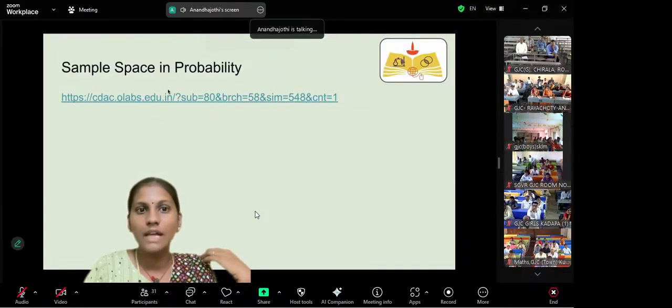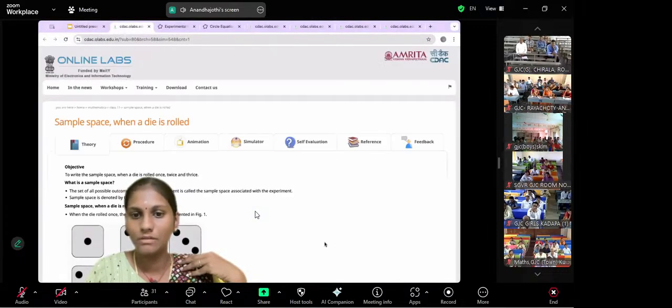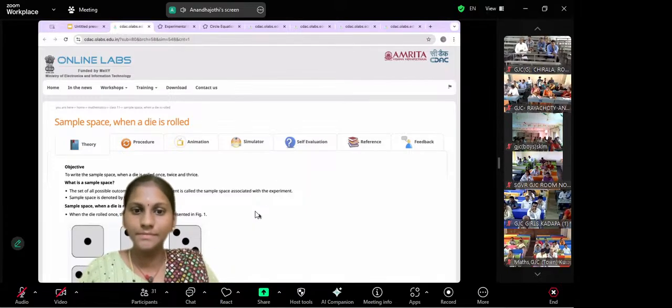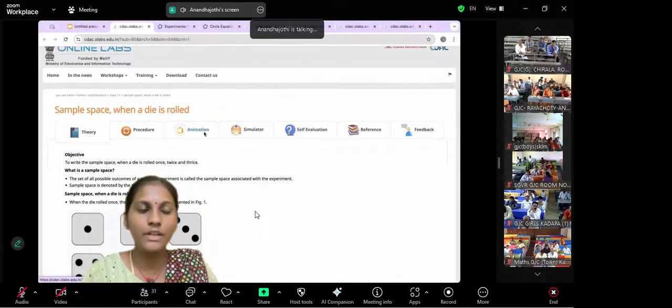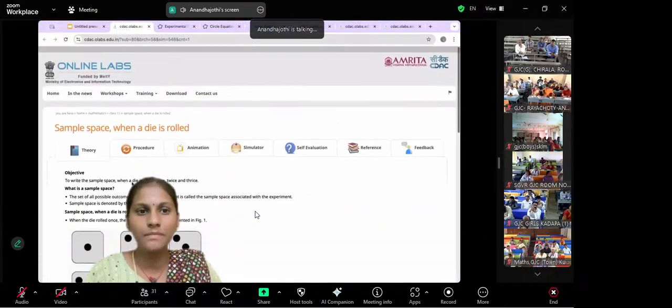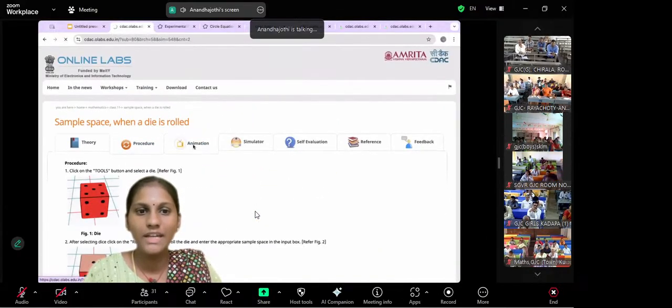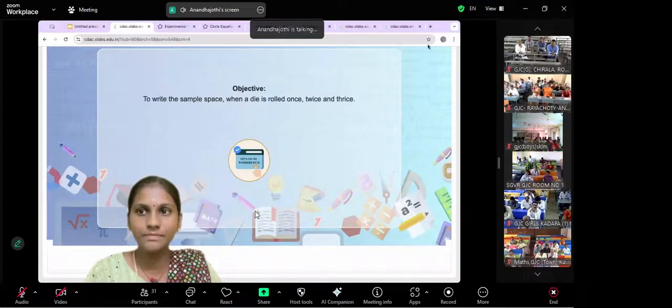Sample space and probability. Again, I have taken this simulation from Pro Labs. Here comes the theory part and here comes the procedure. Here is the animator and here is the simulator. So we are going to start this one.